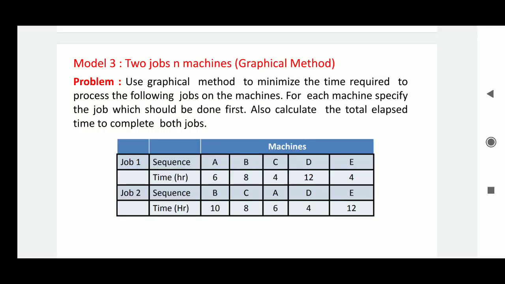Students, let us see the third model, that is two jobs and M machines. This is by the graphical method. There are two jobs, on which a number of processings are to be done. The machines are more, so 5 or 6 processings are to be done on these two jobs. So this problem can be solved by the graphical method.